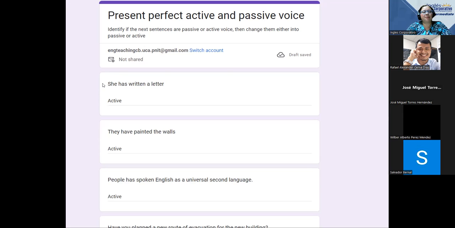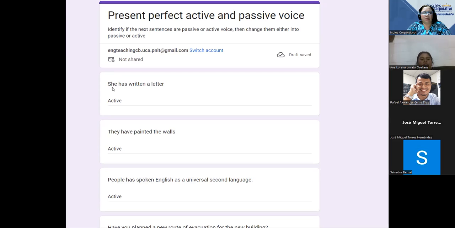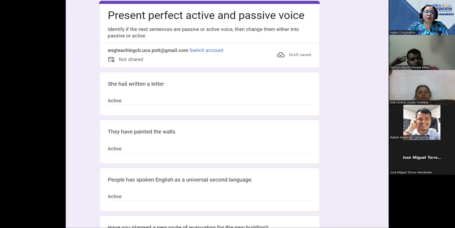Parts. Okay. She has written a letter. She is the subject. Has, verb. Writing a letter is the complement. No, in this case, it is has written. Has is an auxiliary verb, and written is a past participle verb form of the main verb, right? So it will be has, the auxiliary, written, the main verb, right? Has written, and then a letter is? A complement. The direct object, okay?